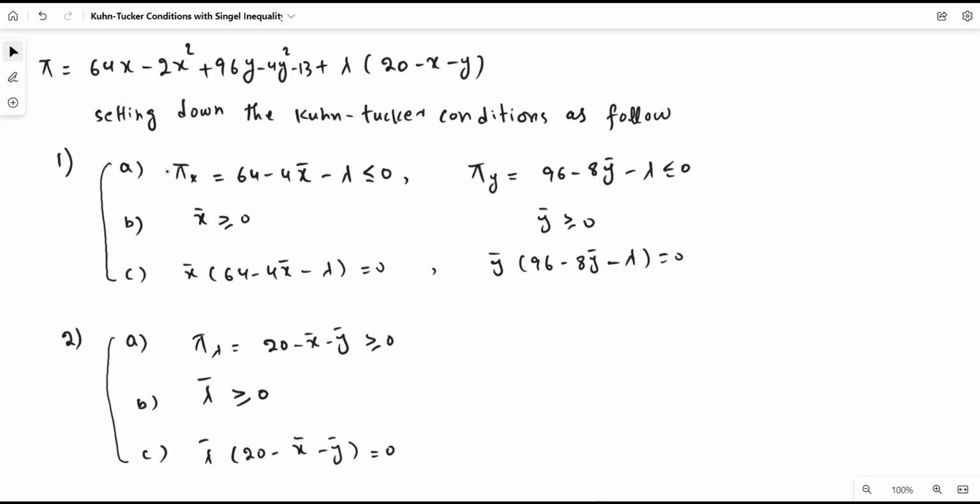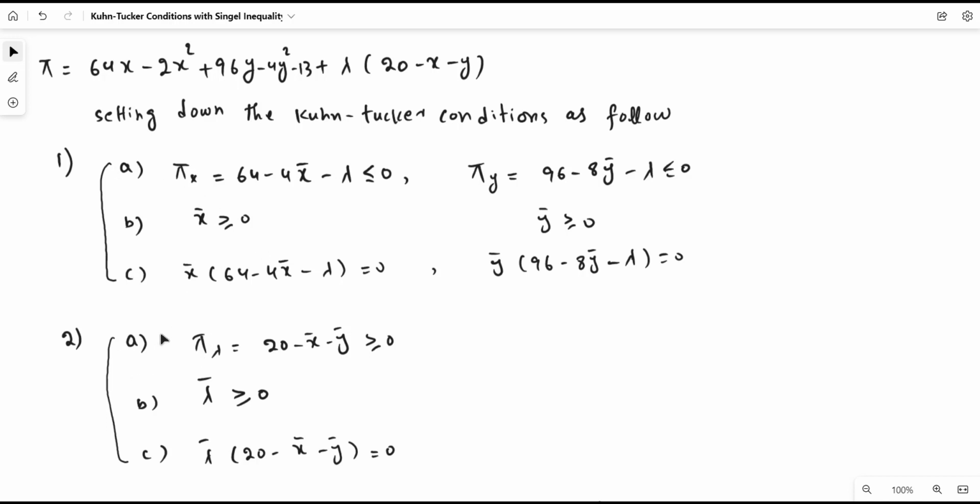So what are these first three conditions? You take the derivative of this Lagrangian function with respect to x, and it should be at most equal to 0. Then again, the derivative of the Lagrangian function with respect to y should also be at most equal to 0. Then the second condition is that the saddle point x bar should be at least equal to 0. Similarly, the saddle point y bar should also be at least equal to 0. And then the complementary slackness condition. So these are the first three conditions.